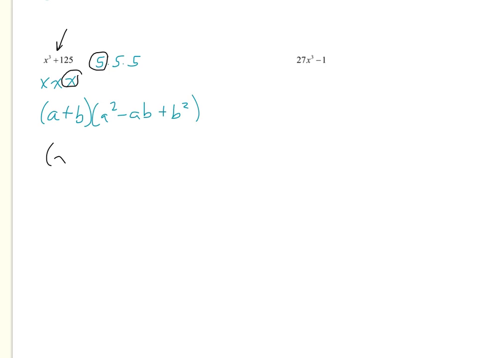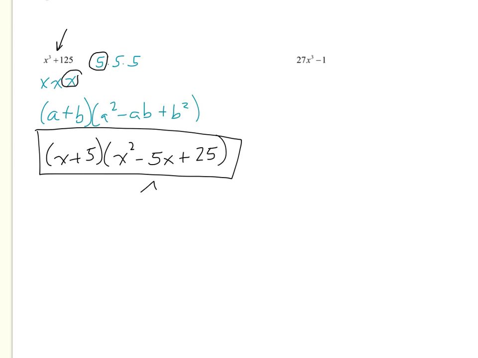So this will simply factor as x plus 5, x squared minus 5x plus 5 squared, which is 25. So that is the factorization. This remaining trinomial will never factor, so you don't even have to try. I know a lot of times we try to factor trinomials, but this one won't work, so you don't even have to try.